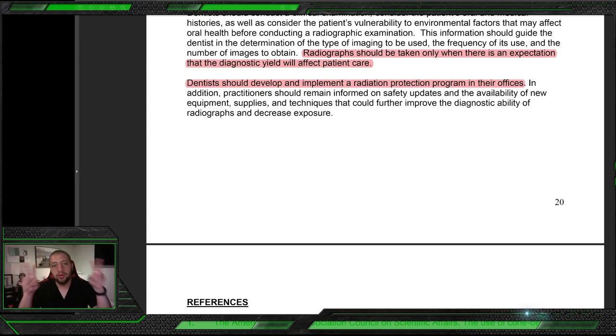You have two main factors to think about: the patient, and your staff, and yourself for sure. The patient, we spoke about before, and for the staff, you should use the apron and you should use the thyroid collar, which is the most important part. Okay, I hope this was beneficial for you.